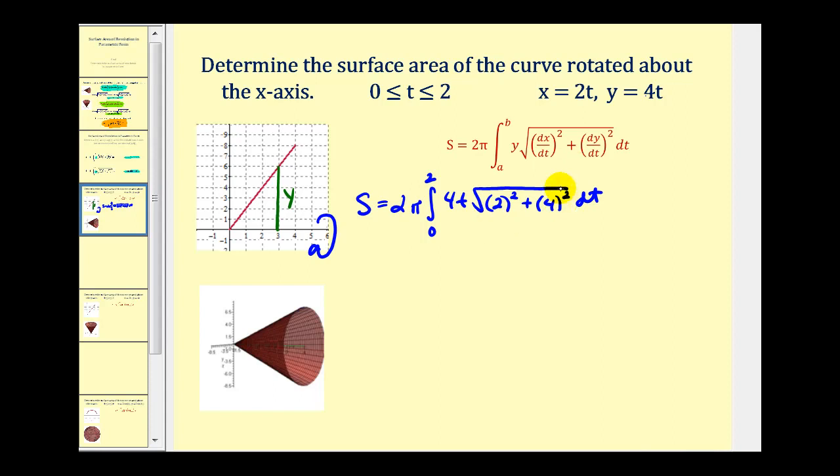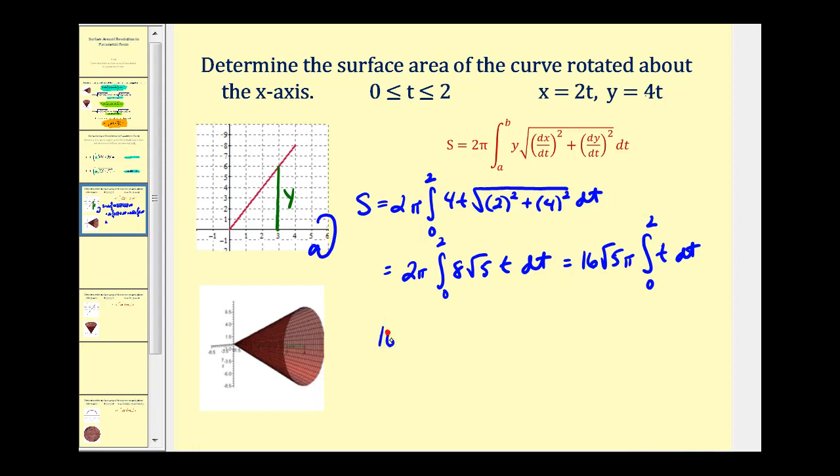Let's go ahead and simplify this. This is going to be the square root of 4 plus 16, which is the square root of 20. Well, the square root of 20 is 2 square root 5. So 2 square root 5 times 4, that'll be 8 square root 5 t dt. Let's go ahead and factor this constant out. So we'll have 16 square root 5 pi times the definite integral of t dt from 0 to 2.